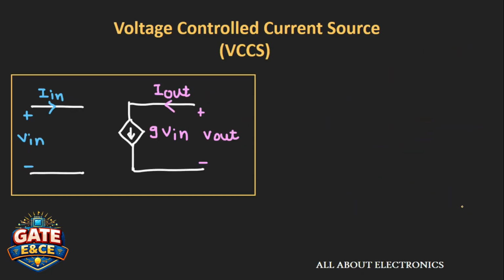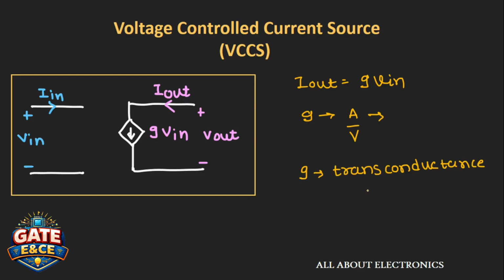The fourth kind of source is the voltage controlled current source. Here the voltage is the controlling element which controls the output current of this current source. The output current Iout can be given as G times Vin, where Vin is the input voltage that controls the current of this current source. Here G is the coefficient of this current source. The unit of this G is ampere per volt, or we can say that it has the unit of conductance. So sometimes the coefficient G is also known as the transconductance of this current source.